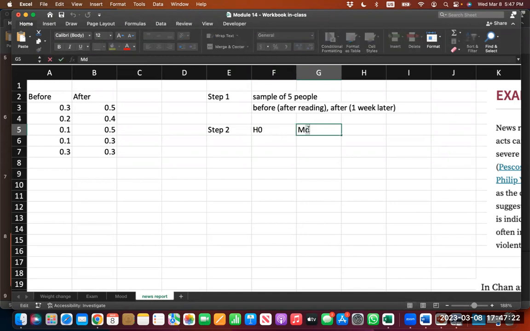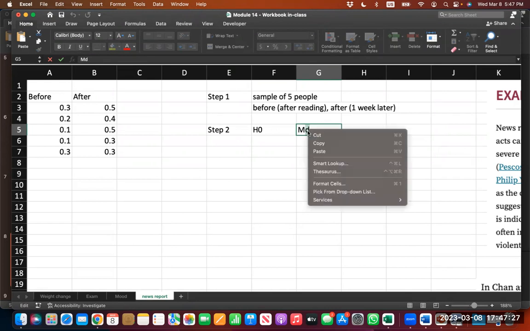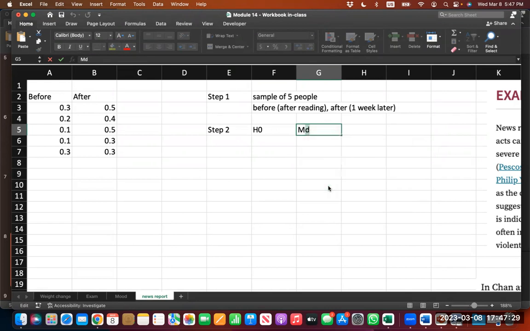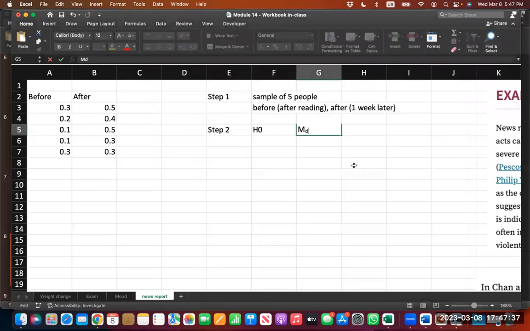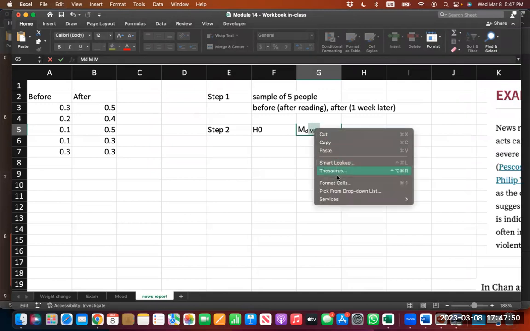Now I want to make this subscript. Why is this not possible in format cells? No. Subscript. Yeah, MD. Okay, once you start something, you can stop it.